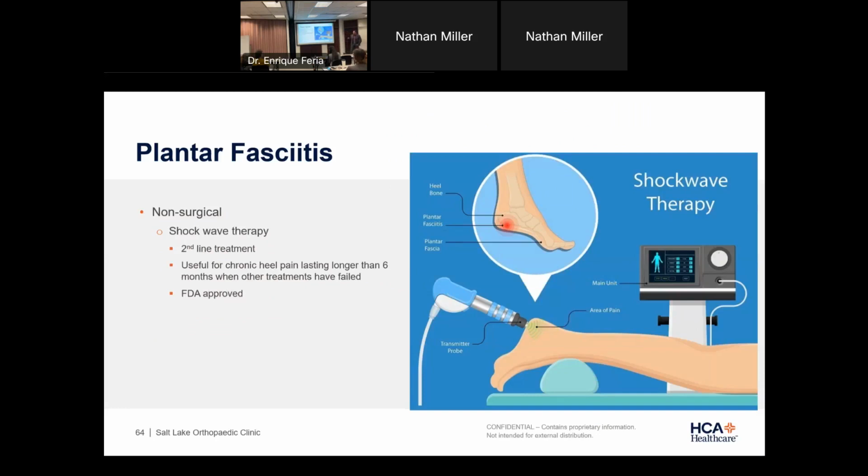Non-surgical treatment too, if it's been 3+ months and you've done the stretching, medications, the heel cushions, and you're still having symptoms, you can do what's called shockwave therapy. It's essentially like a mini jackhammer that's providing these waves to stimulate healing to the underlying soft tissues. And it's something that some physical therapy places offer, and it's been FDA approved for treatment of plantar fasciitis.